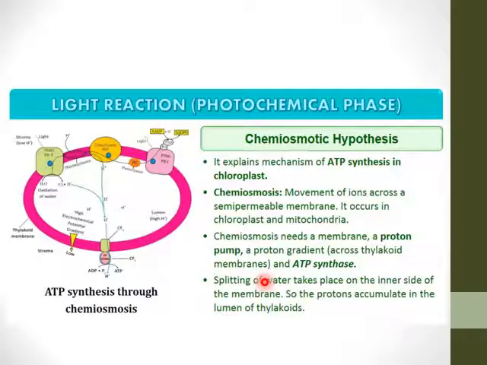Splitting of water takes place on the inner side of the membrane, so the protons accumulate in the lumen of the thylakoid. This is the lumen of the thylakoid. Photolysis takes place inside this, so the concentration of protons is higher in the lumen as compared to outside. The membrane has the electron transport system.